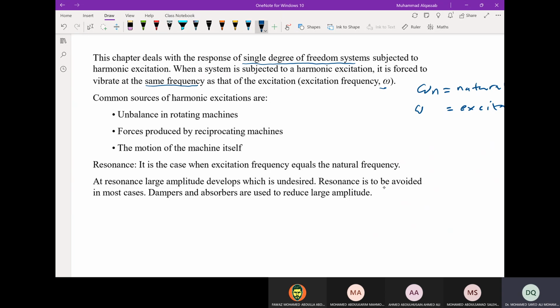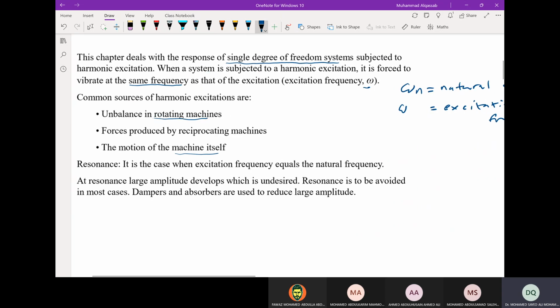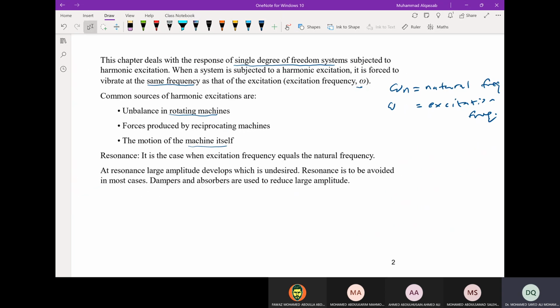The common sources of harmonic excitations are the unbalanced and rotating machines. And I think we talked about this. And forces are produced by reciprocating machines as well. And motion of the machine itself, which causes vibration to the base, and it becomes a source of vibration to other machines. Okay, so those are a listing of some of the sources of excitation.